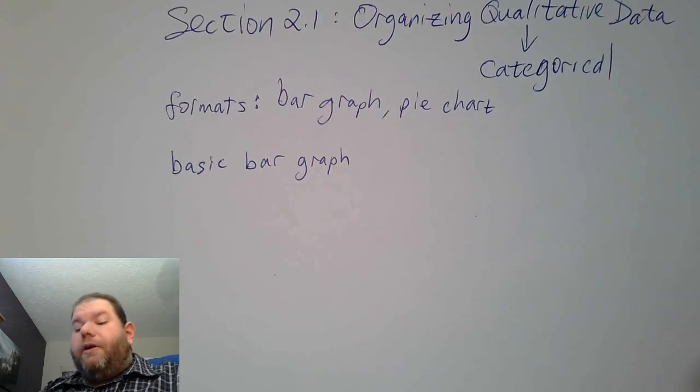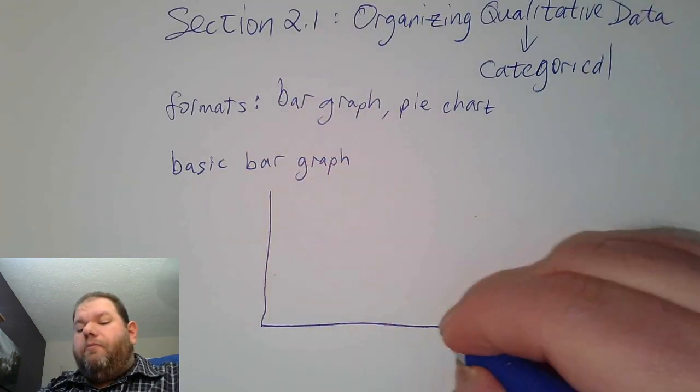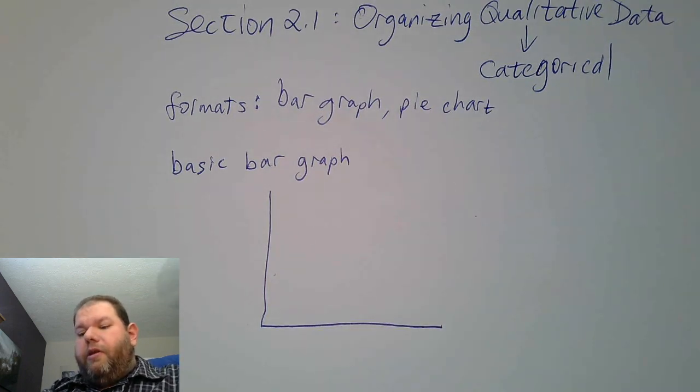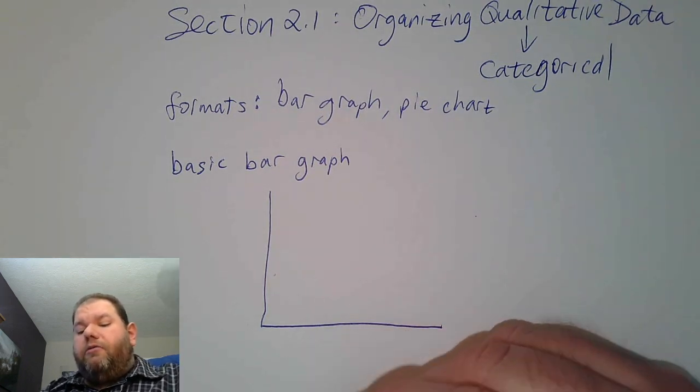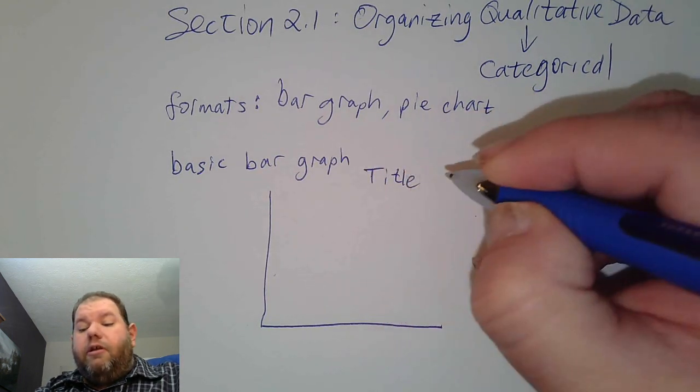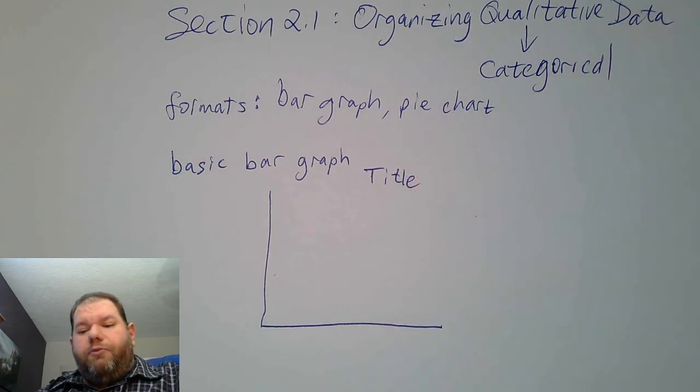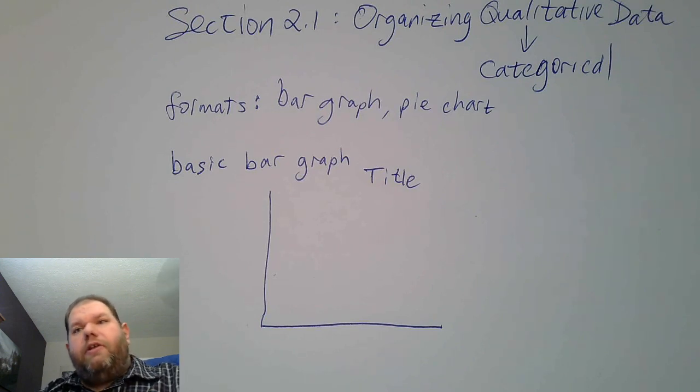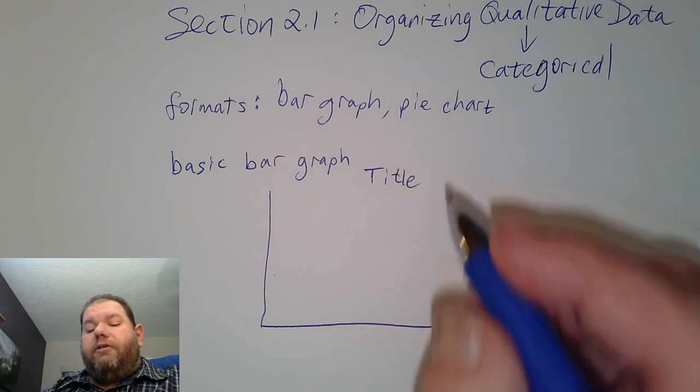So our general format here is along the bottom. We certainly want to have a title to the graph, so when we show this to someone as part of our research, whatever it is that we're using it for, people know what they're looking at. What does this graph represent? We want to be able to communicate that. So we have a title.